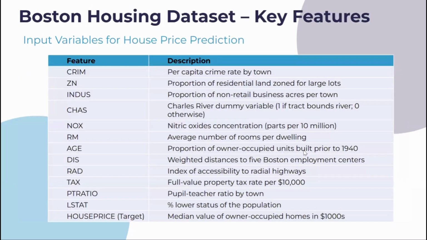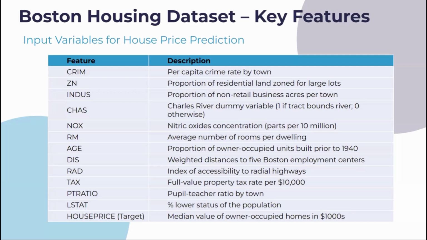The variables are CRIM, the per capita crime rate by town. ZN is not zinc, but residential land zoned for large lots. INDUS is the industrial aspect. CHAS is the Charles River dummy variable, whether the river is nearby or not. What is the impact on pricing? If nitric oxides are released, what is the residential aspect? That area will be underpopulated, so in that case prices would be lower. Then age, distance from employment centers, index of accessibility to radial highways, and full value property tax rate.